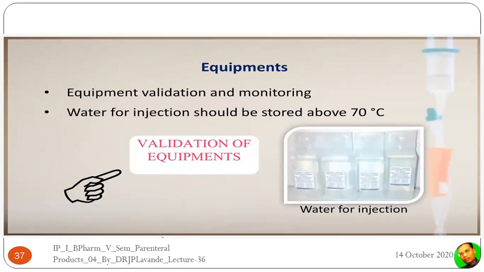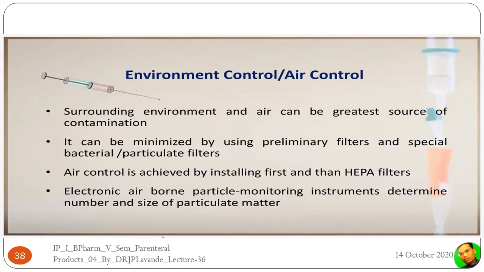The water for injection which we are using should be routinely prepared and stored at 70 degrees Celsius for use in preparing the parenteral product. Or sometimes, if possible, it should be maintained at a temperature not more than 4 degrees centigrade. So either less than 4 degrees or above 70 degrees, that is the ideal requirement.